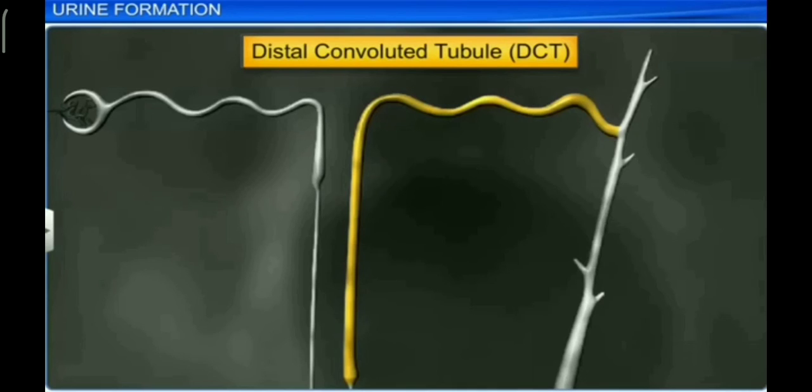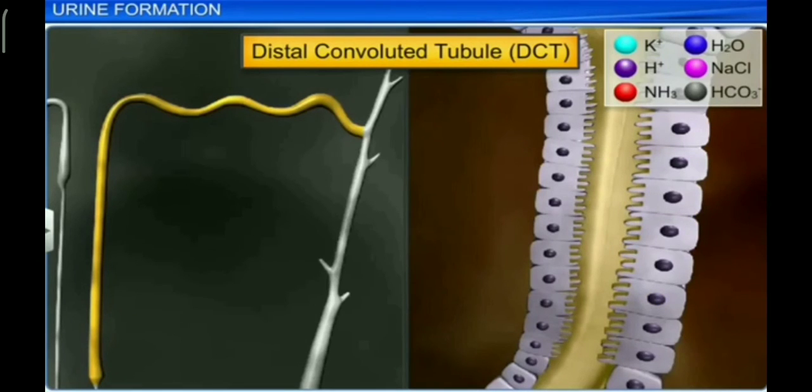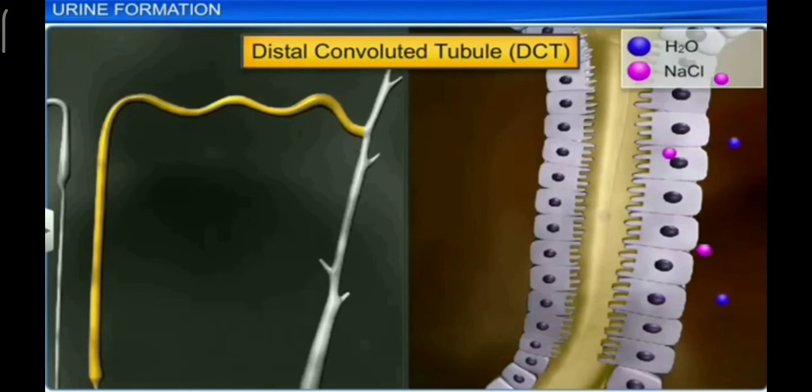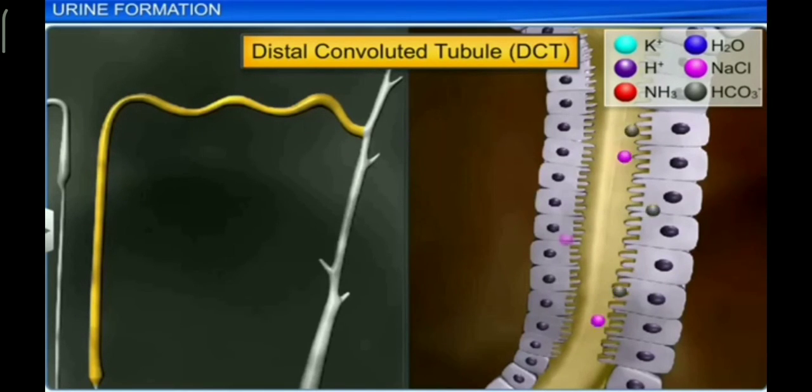The distal convoluted tubule is another coiled part of the nephron. Its wall consists of simple cuboidal epithelium. It performs tubular secretion or active secretion, in which wastes are taken up from surrounding capillaries and secreted into the passing urine. It helps in water reabsorption and regulation of pH of body fluids.